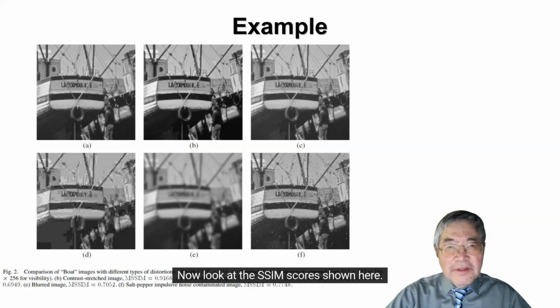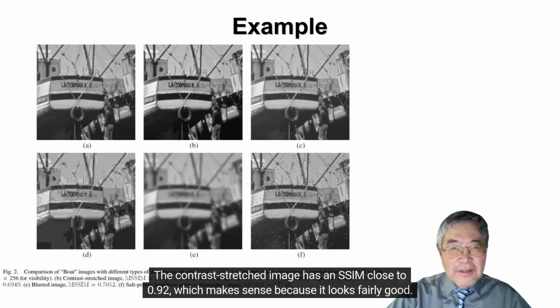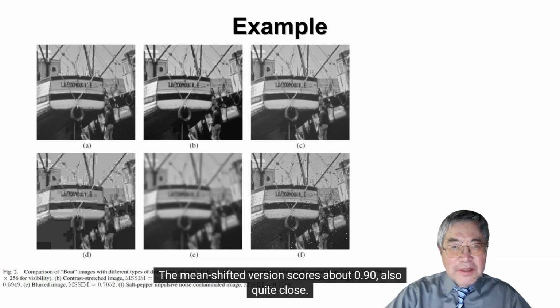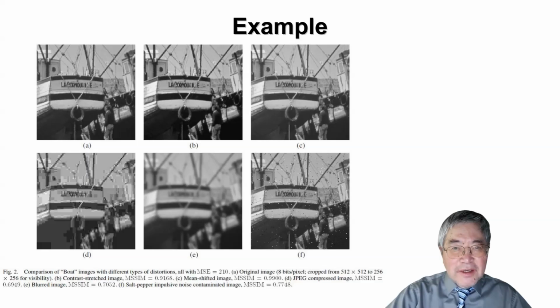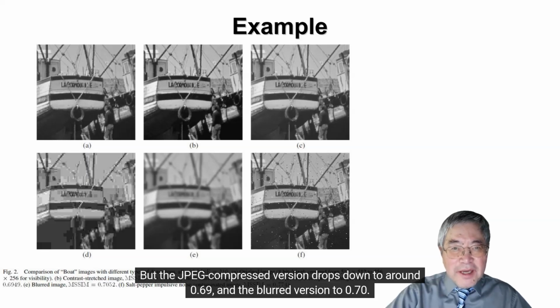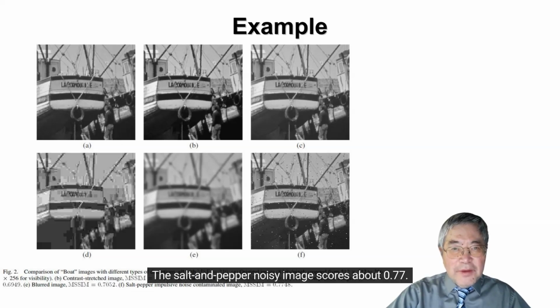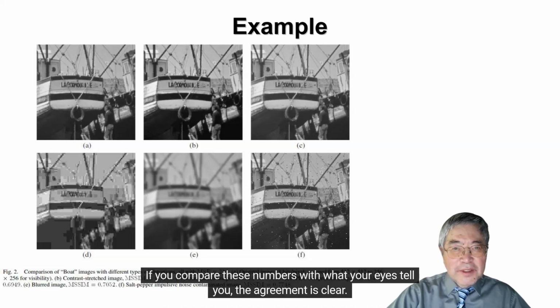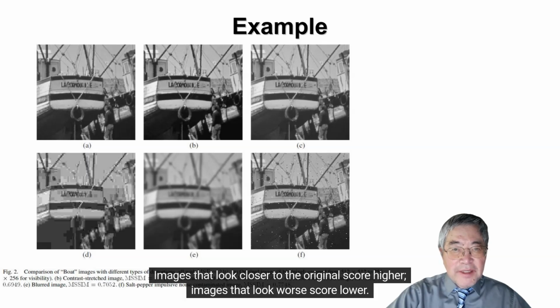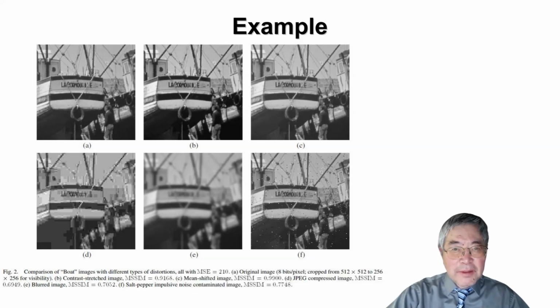Now look at the SSIM scores shown here. The contrast stretched image has an SSIM close to 0.92, which makes sense because it looks fairly good. The mean shifted version scores about 0.90, also quite close. But the JPEG compressed version drops down to around 0.69, and the blurred version to 0.70. The salt and pepper noisy image scores about 0.77. If you compare these numbers with what your eyes tell you, the agreement is clear. Images that look closer to the original score higher, images that look worse score lower. This is why SSIM is so widely used.